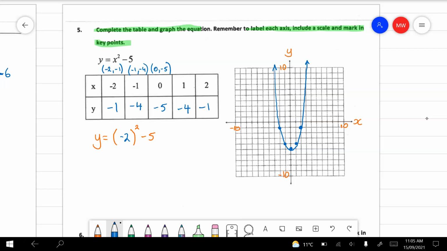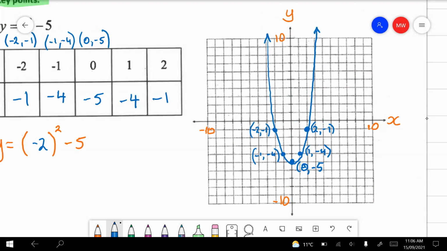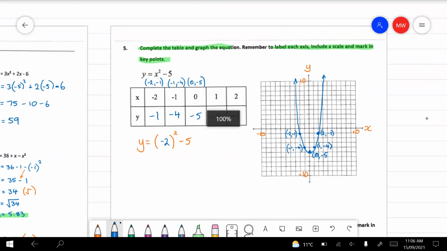It says that I need to mark some points here too. So let's mark some significant points. We've got 0, minus 5. I'll just make this a little bit bigger. We've got this one here. This one's going to be 2, minus 1. This one can be 1, minus 4. We've got this one over here. So we've got minus 1, minus 4. And last one, we've got minus 2, minus 1. And we've got that question completed.